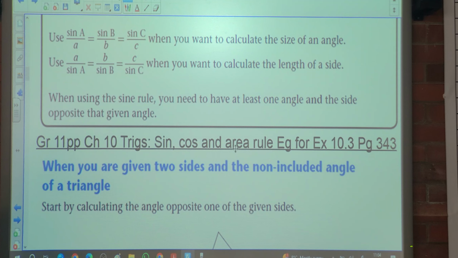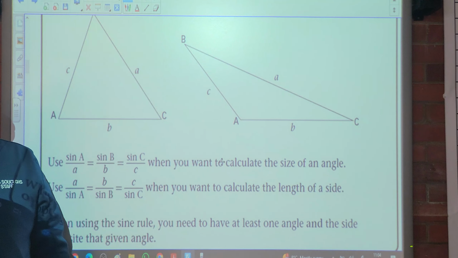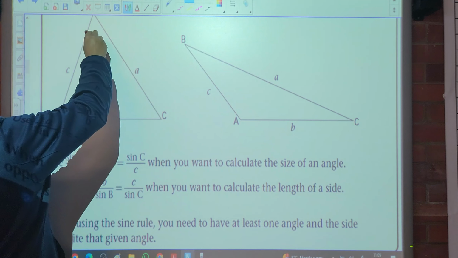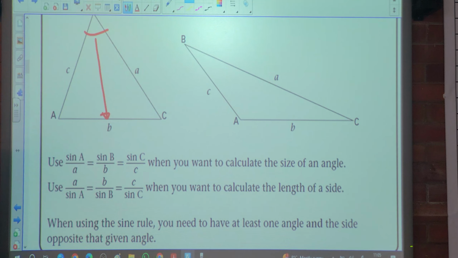So in using the sine rule, you need to have at least one angle and the side opposite that given angle. So you must at least have one side opposite the known angle. If we got a B, we need to know what the length of B is. So there must be one pair, one angle and the opposite side, to calculate the missing part.